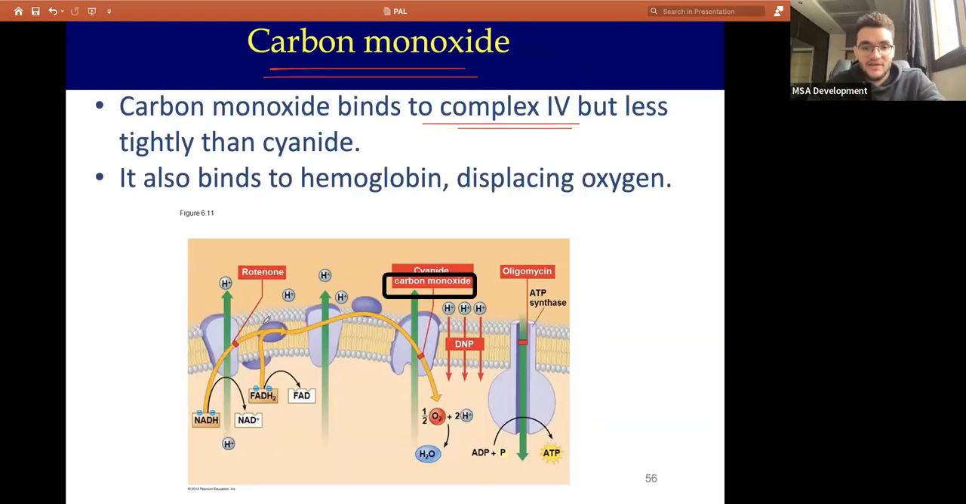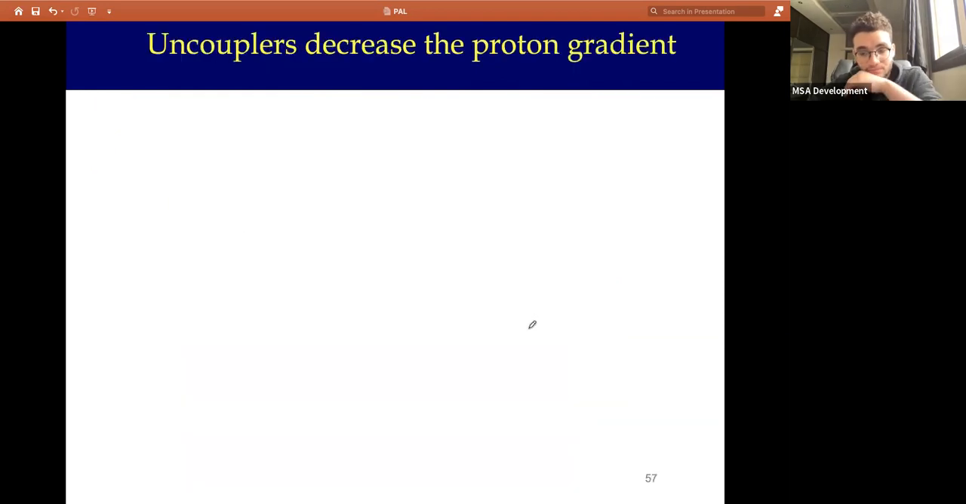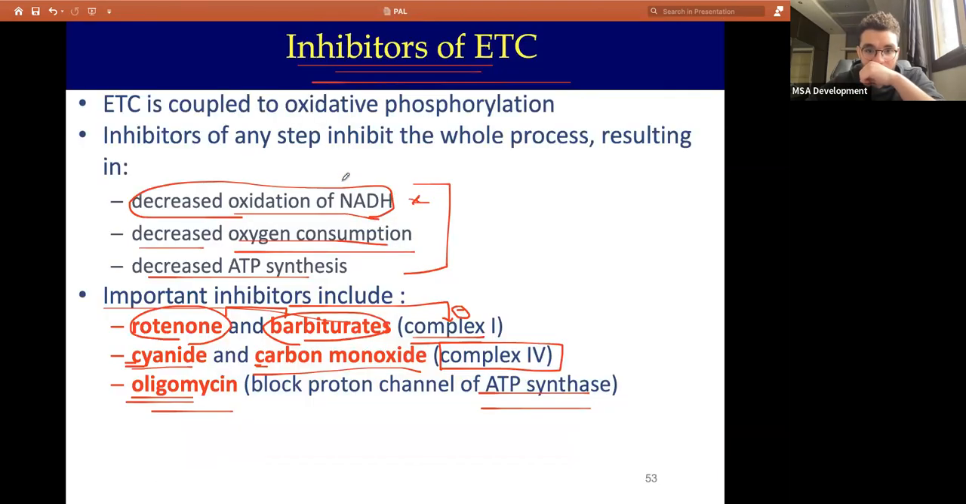Okay, so as I said, these are the inhibitors. Rotenone inhibits the first one, which is NADH dehydrogenase or complex number 1. Cyanide and carbon monoxide inhibit complex number 4, and oligomycin inhibits the last step of oxidative phosphorylation, which is ATP synthase. Right? These are the inhibitors. Is this clear? Is everything about this part clear, like the inhibitors?